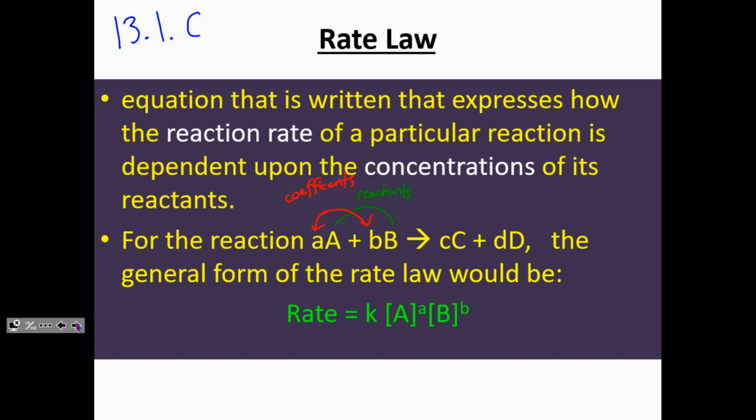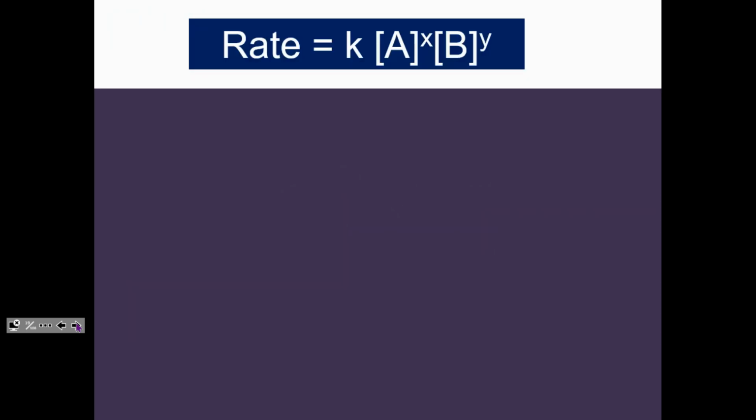You'll notice that in a rate law, we are not concerned with how much product is produced. We're just concerned with the speed at which product is produced. So we're going to learn how to write an equation that looks like this. So here's the general form. Rate equals K, A to the power of an exponent, B to the power of an exponent.